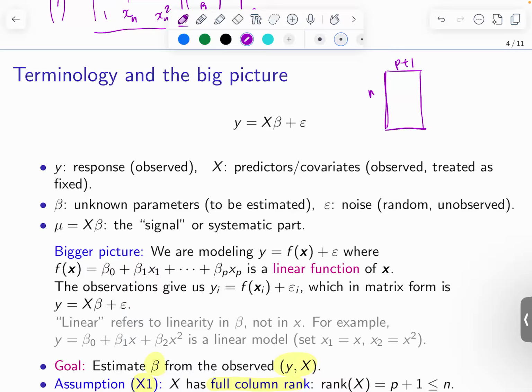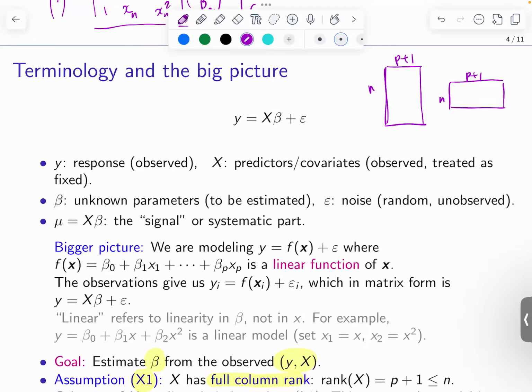In particular, it means that the matrix is tall. It can't be fat like this. In a matrix like this, when you have more columns than the number of rows, it can't have full column rank, because it cannot have more than at most n independent columns, and n would be less than p plus 1.